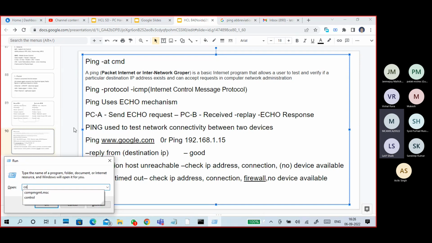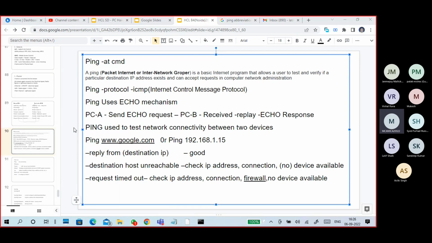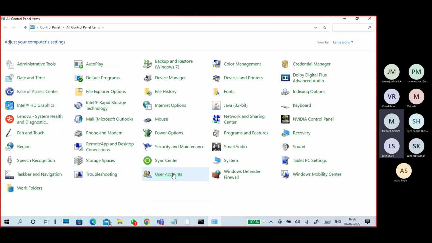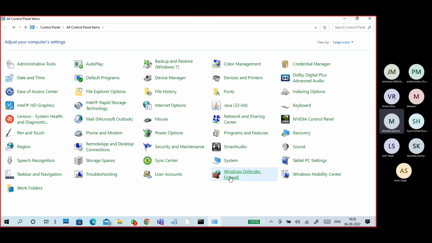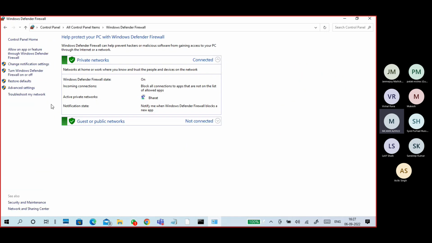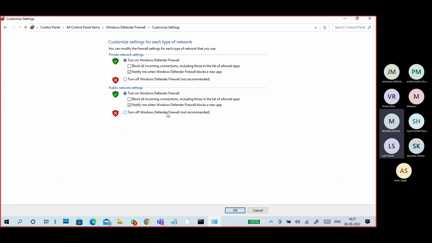So I will go to Control Panel, or you can go to Network and Sharing Center. Okay, see here it is. There is a public network. See, this firewall is enabled. Turn on Firewall Defender. What is the use of Firewall Defender? This is also a point here.